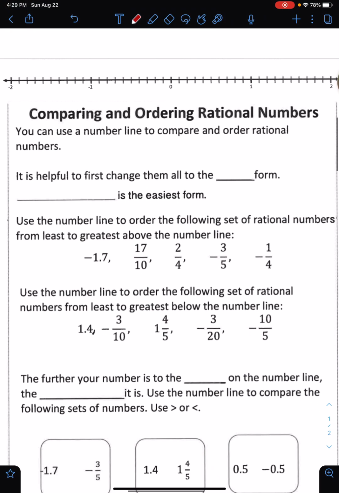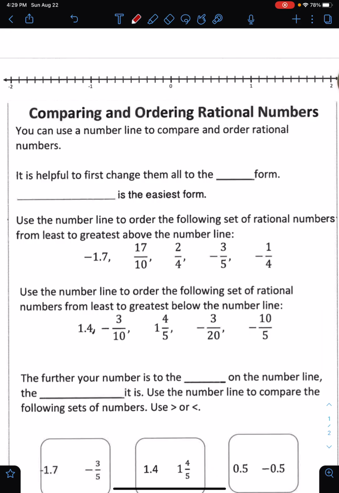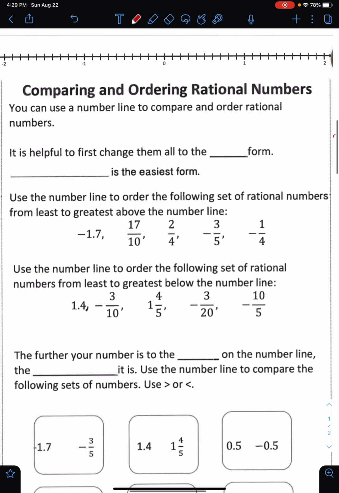All right, moving right along with rational numbers. Today we're going to talk about comparing and ordering them. It says you can use a number line to compare and order rational numbers. But first, we would like to put them all in the same form.